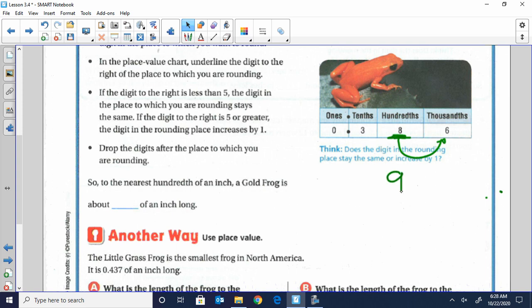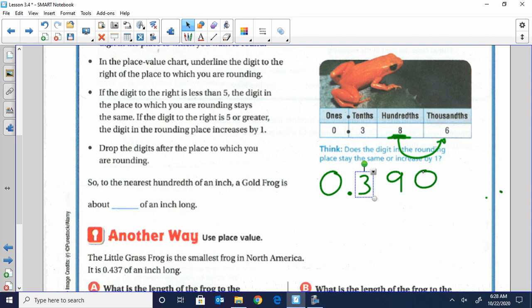Now, when you round, everything in front of that digit stays the same. So the 3 stays the same, our decimal point is still there, there's still a 0 in the ones place. But when we round, everything behind that digit turns to a 0. So this 6 would then turn into a 0.